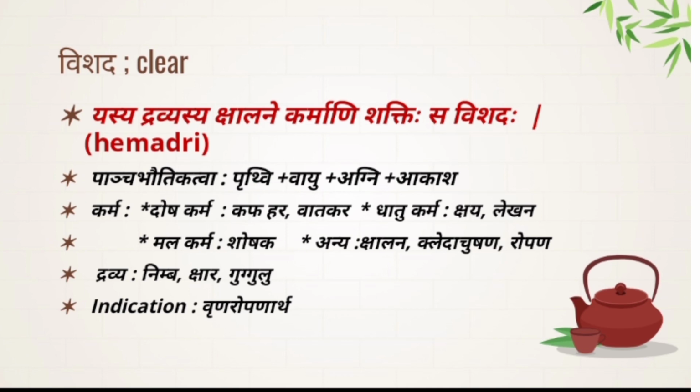Anya karma like kshalana, that is clearance. Kleda shoshana, the dryness of kleda, excessive kledatva in the body. Ropana, healing, is the function of the vishada guna. And dravyas are nothing but nimba, kshara, guggulu. Usually we will prescribe them for vrana ropanartha, amavata, and in arsha and all, where there will be nodules, or if there is any kind of tumor, then we need to prescribe vishada guna yukta dravyas.